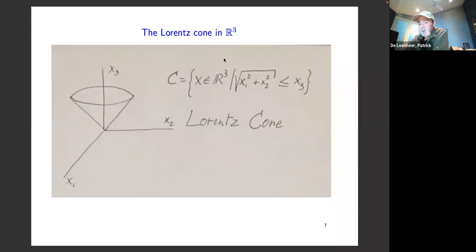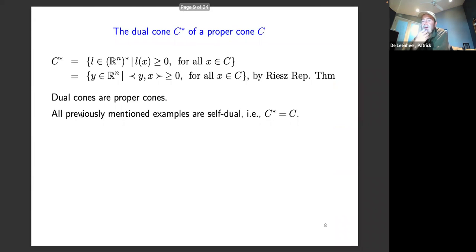All right, so this is in R3, but yeah, you can extend it to Rn if you want. And then the next notion is that of a dual cone. A dual cone, just like in linear algebra, is really a dual vector. It's a vector L in the dual of Rn, which we will identify immediately with Rn in the next step here, such that that linear functional is non-negative on the entire cone. So it's all those dual vectors that are non-negative when we evaluate them on the cone C.